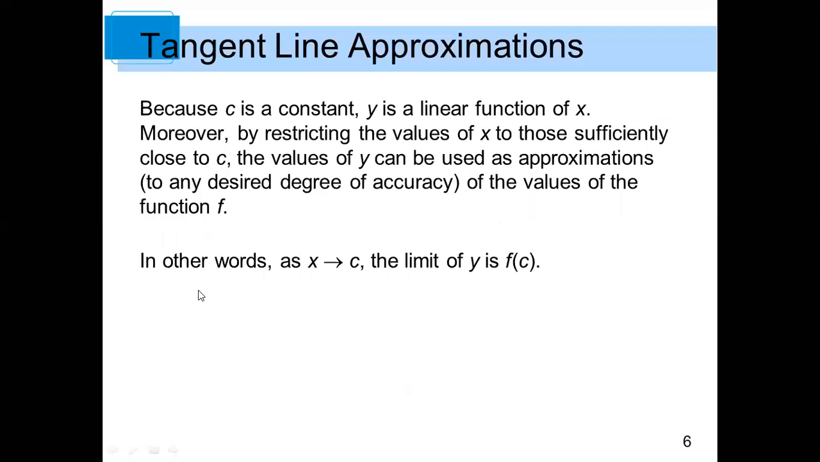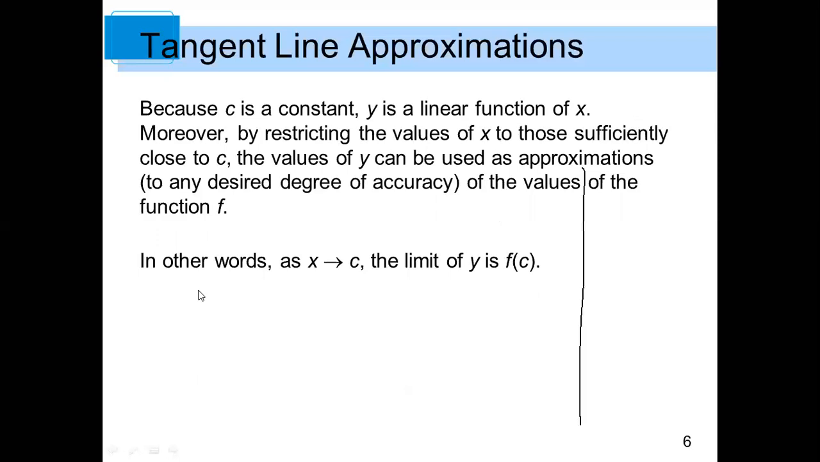So because c is a constant, y is a linear function of x. Moreover, by restricting the values of x to those sufficiently close to c, the values of y can be used as approximations to any desired degree of accuracy of the values of the function f. In other words, as x approaches c, the limit of y is f of c.